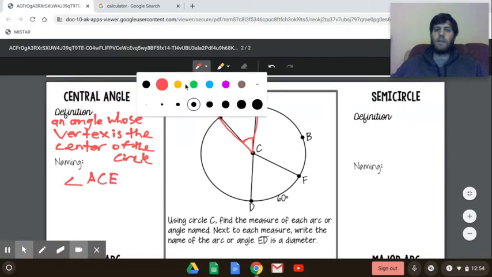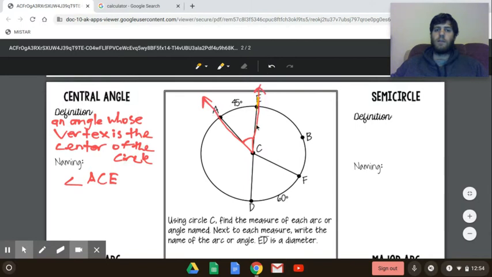We could also pick a different angle, like angle ECF. Because the center of the circle is C, no matter which angle you pick, the middle letter is always going to be C. So this is angle DCF. Those are all central angles. They all have a vertex in the middle. So pretty simple there. Central angles, the vertex is the center of the circle.